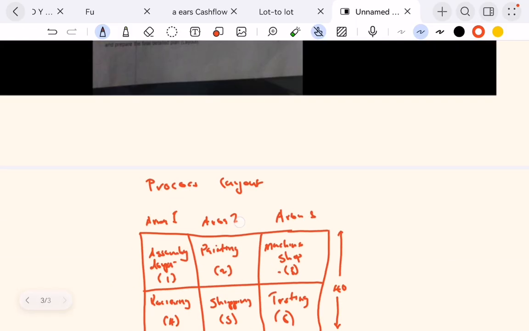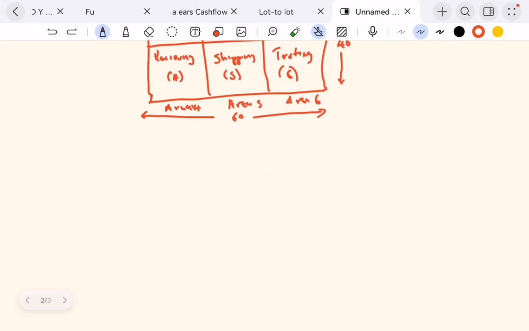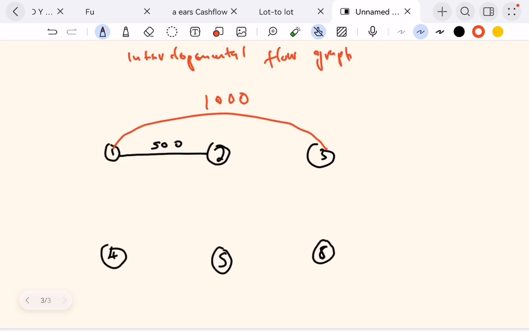Then we have 1 to what? 1 to 4, there's 0, and 1 to 5, there's 0. We have 1 to 6, which is how much? 200. You've seen that? So we have 1 to 6 there, which is 200.